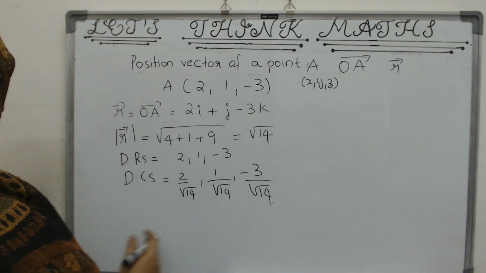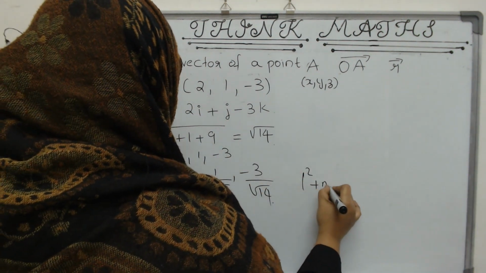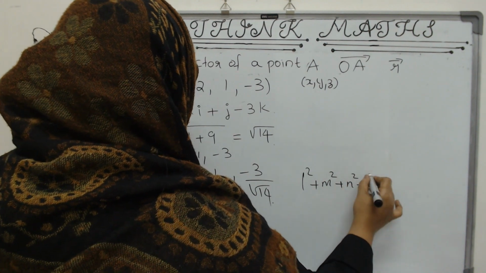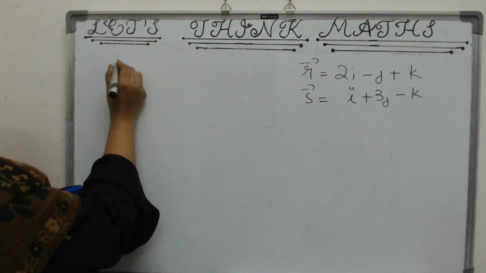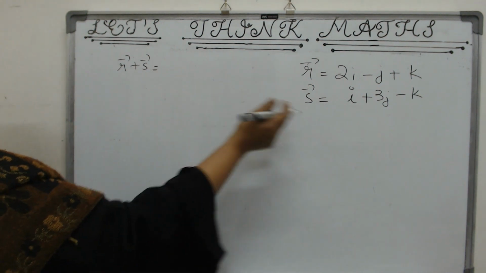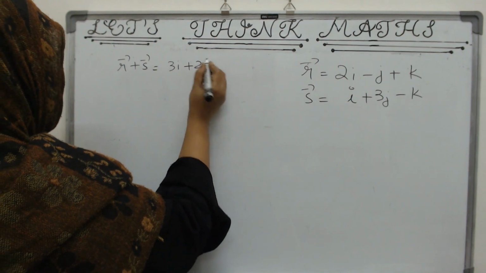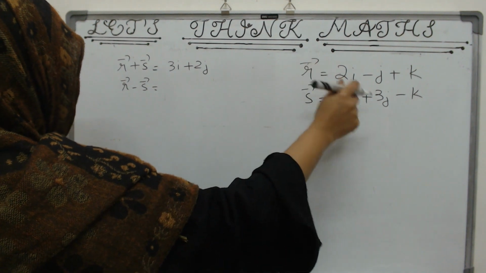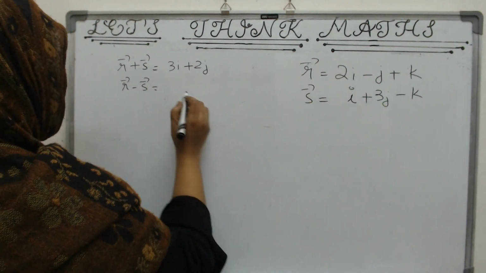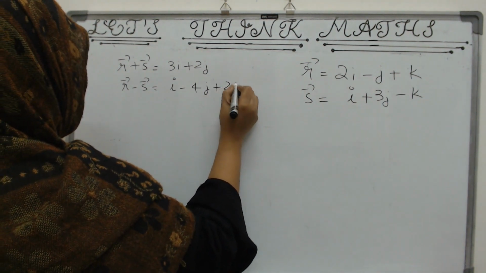Now square all three of them and add, and you will get l squared plus m squared plus n squared is equal to 1. Now come to addition of vectors and two laws regarding the addition of vectors. How do you add them? Very simple, right? Just add i and i, 3i plus 2j, and there is no k. How do you subtract them? Just subtract each i separately, j separately. So you get i minus 4j plus 2k.